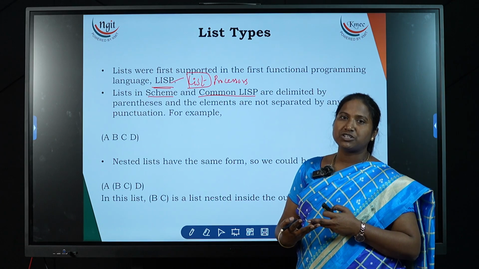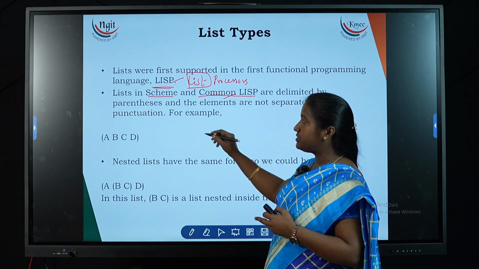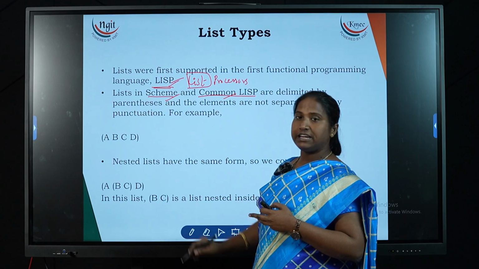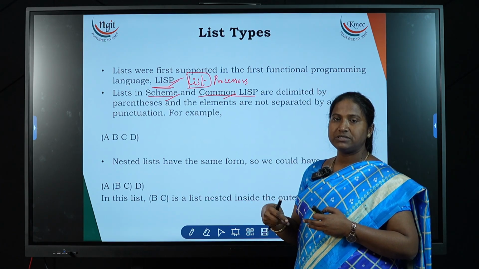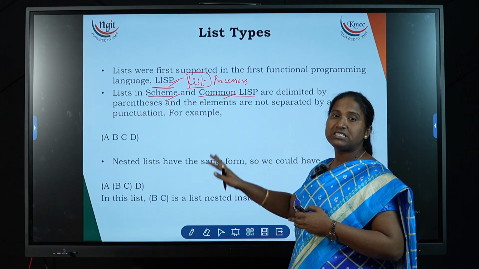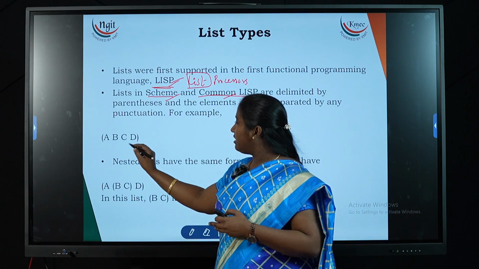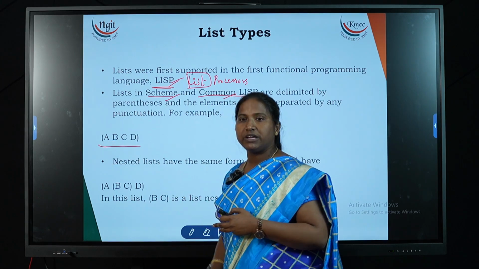First functional programming language is what? Common Lisp, and then Scheme, and then Lisp. All these three are descendants of functional programming languages. All support list type. So list type is what? The way I have specified over here.